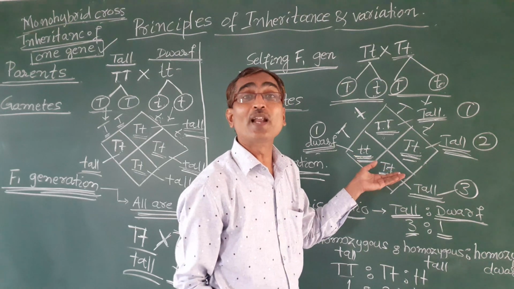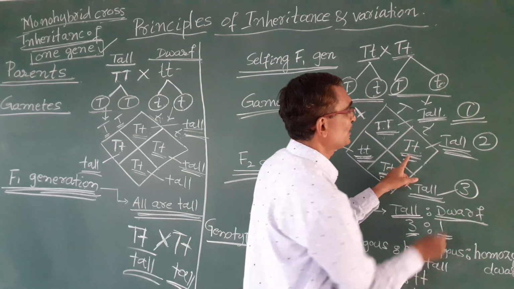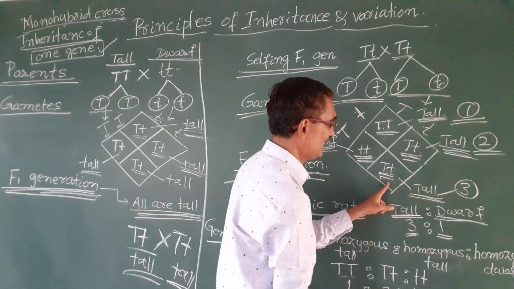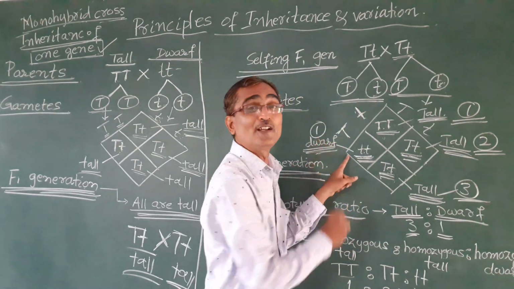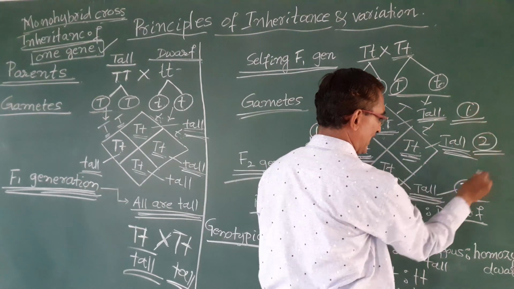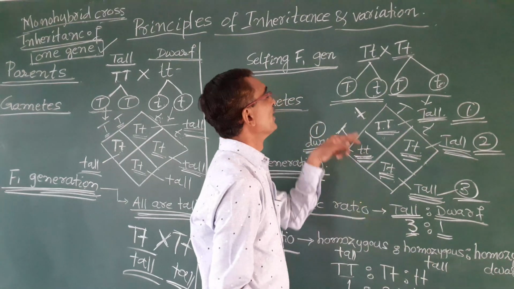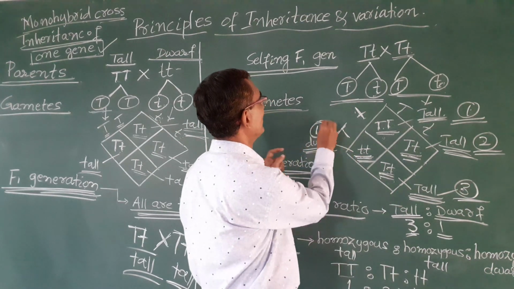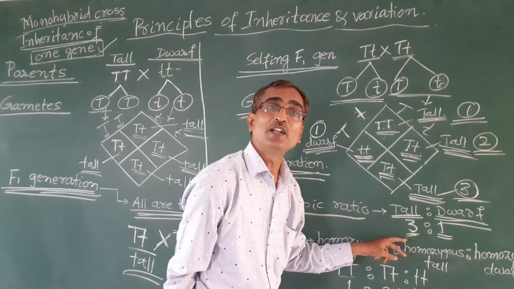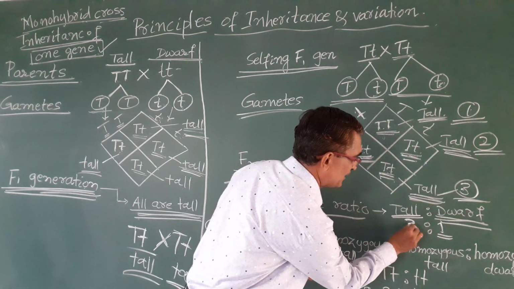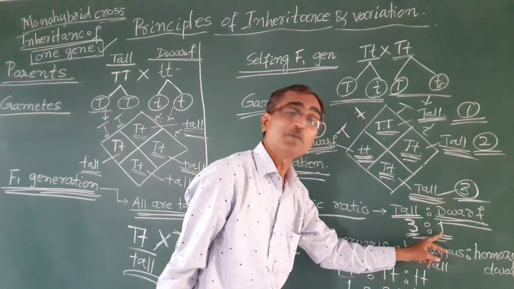Let us see how many tall plants we get here. This is one tall plant, this is also tall, the second tall plant, and this is also tall, the third tall plant, and this is a dwarf. So tall plants are 3 here, and only 1 dwarf. So what is the ratio between tall and dwarf? That is 3:1. That means 3 plants are tall and 1 plant is dwarf.